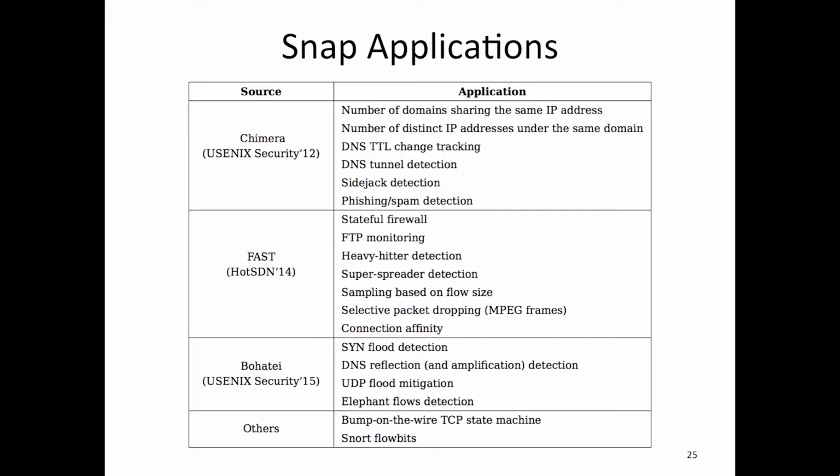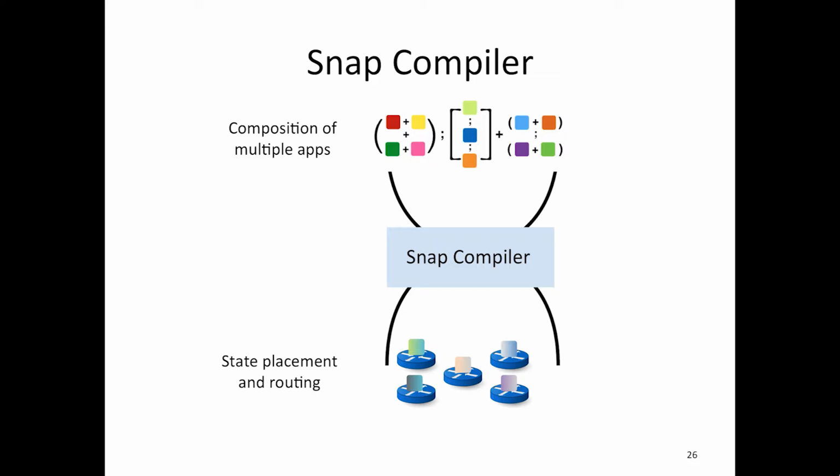So in the last few minutes, I just want to say a few words about what the Snap compiler does. That's sort of where all the action is. So the problem the compiler now has to solve is we're given a bunch of Snap programs that have been combined together by the programmer. We need to somehow synthesize one canonical program that represents what all of these programs are trying to do. And then we need to distribute the state and generate the routes that will make sure all of those programs execute correctly in a distributed fashion over the switches in the network. Okay? So that's the problem the compiler has to solve.